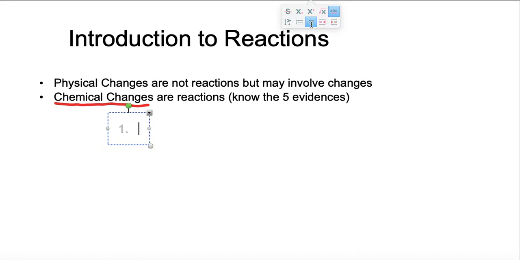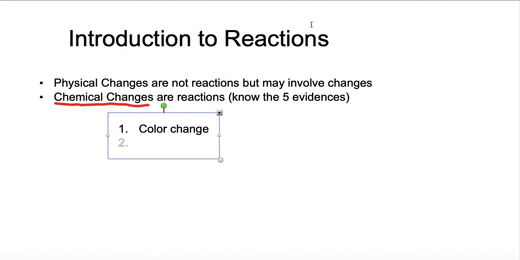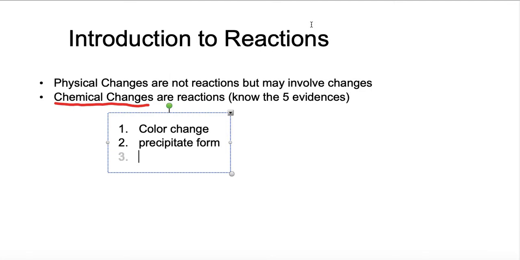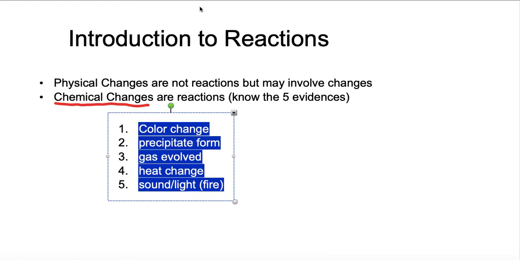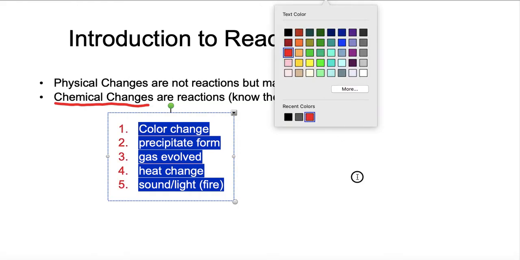For example, we would have a color change. That often would represent a chemical reaction. A precipitate can form. A gas can be evolved from the solution, or you could have a heat change, like it gets colder or it gets hotter. And the final one is sound and light, which is usually represented by fire or explosions. So those are chemical changes, and they usually indicate that this is a chemical reaction.